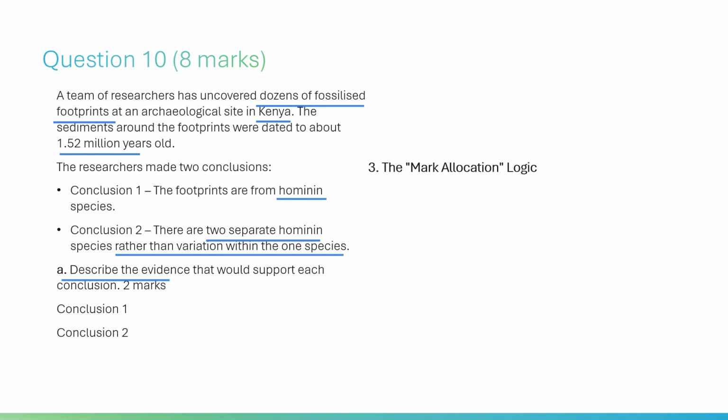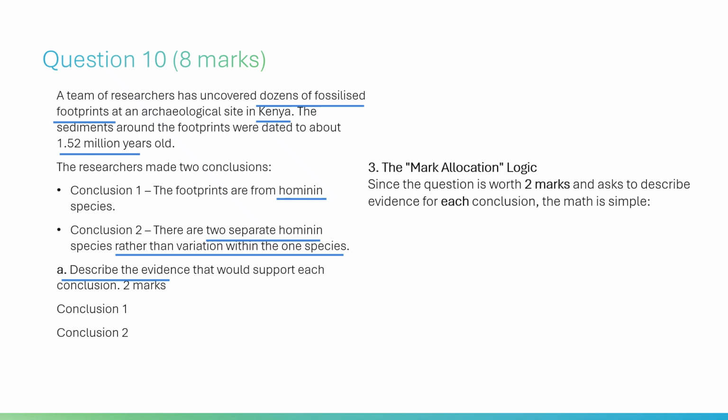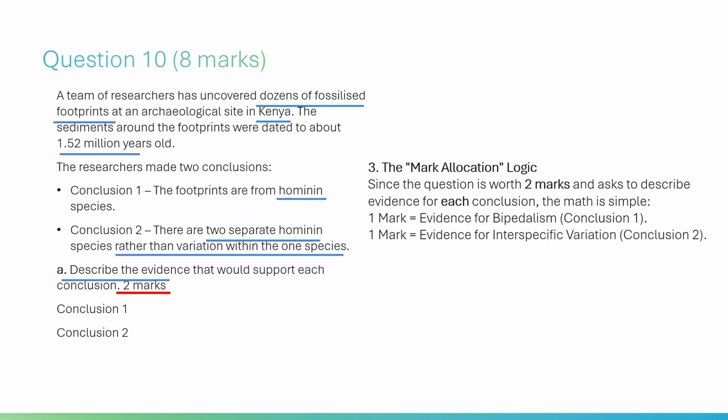3. The mark allocation logic. Since the question is worth 2 marks and asks to describe evidence for each conclusion, the math is simple. 1 mark equals evidence for bipedalism, conclusion 1. 1 mark equals evidence for interspecific variation, conclusion 2.